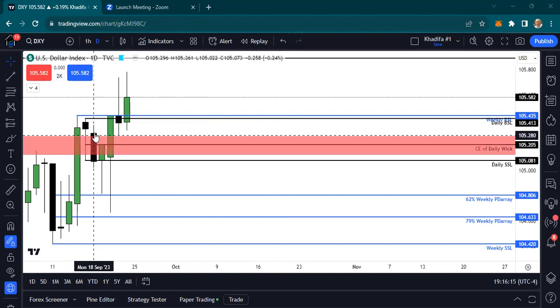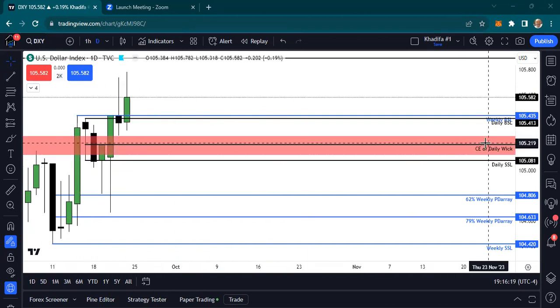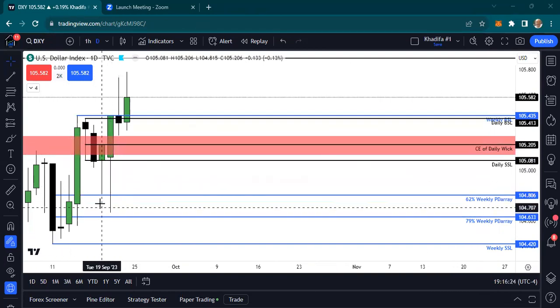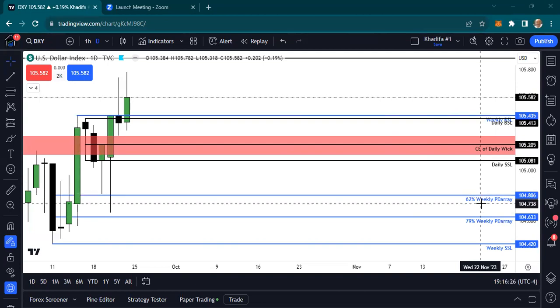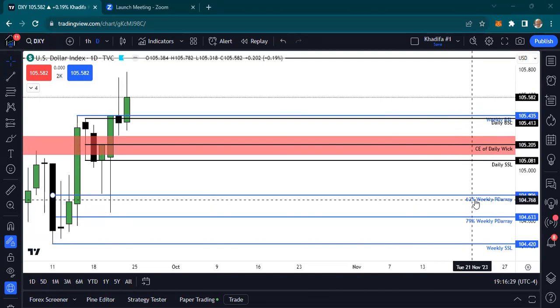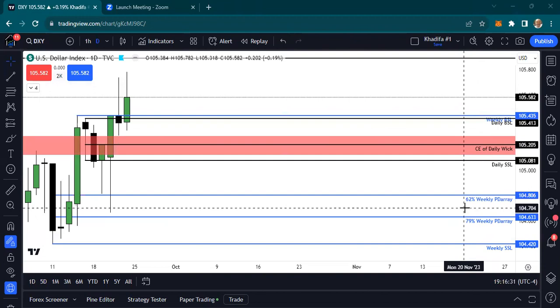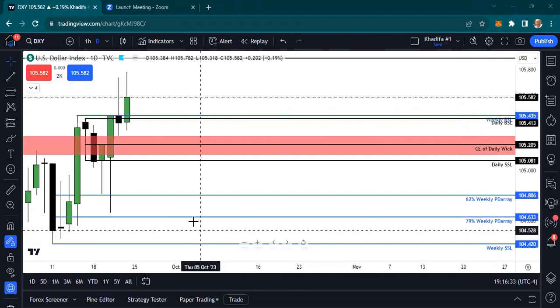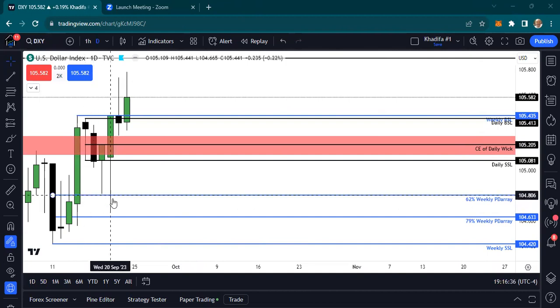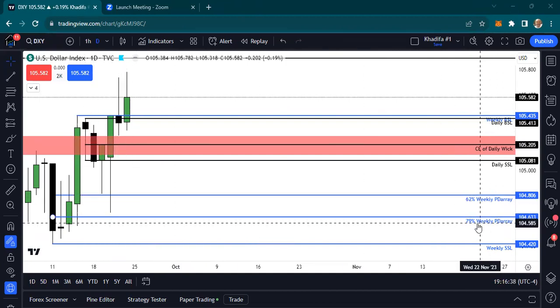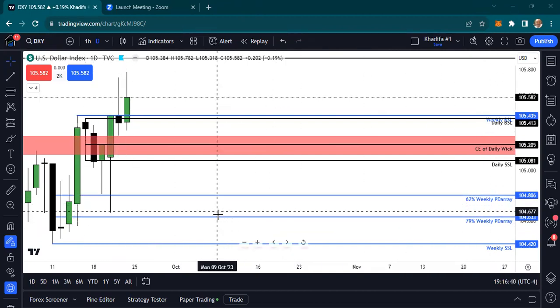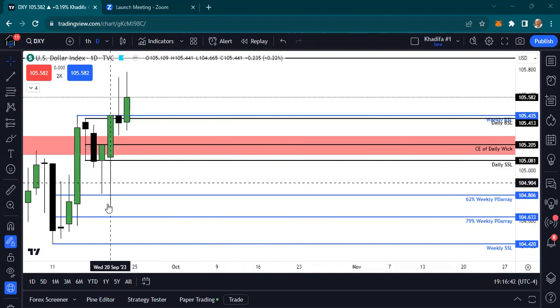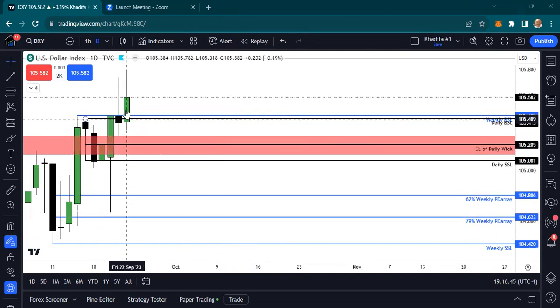So you can see here we opened up Monday bearish. Tuesday, we had a pull back up to the consequent encroachment of this daily volume imbalance, right? And then we pulled back down to that weekly PD array level and the consequent encroachment of the weekly discount PD array levels, right? Didn't quite reach that lower level discount PD array, right? And then for the rest of the week, we were bullish the dollar, right?